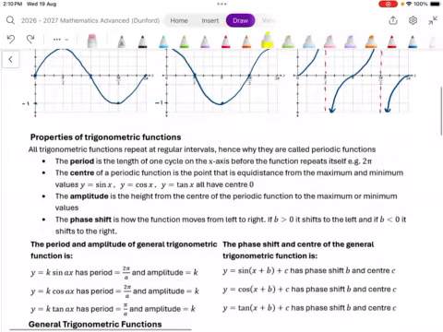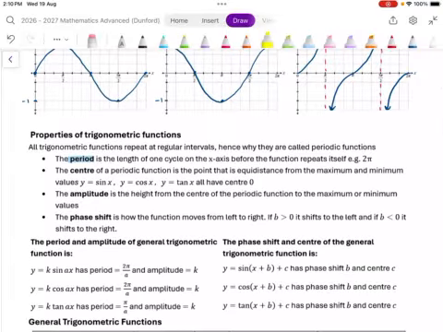Now, we're looking at our properties of trig functions. You touched on these a little bit last lesson, but what we have is our period is the length of one cycle on the x-axis before the function repeats itself, such as 2 pi. Okay, so our period relates to our a value of our function. So it's our horizontal dilation.